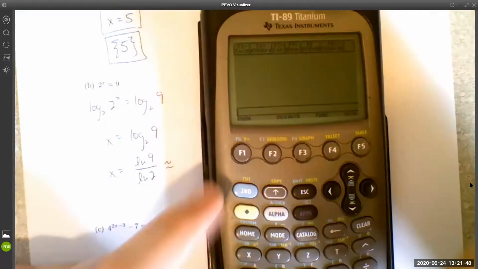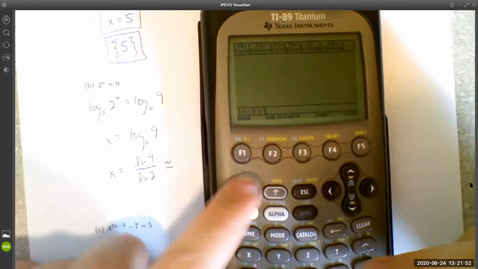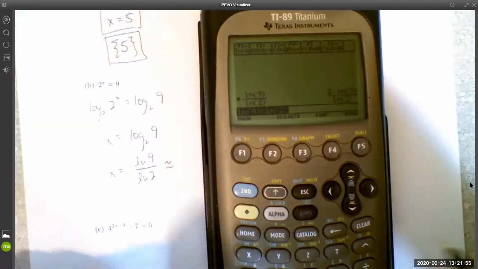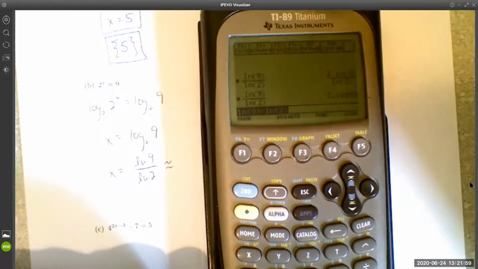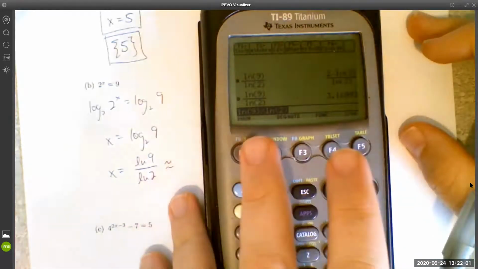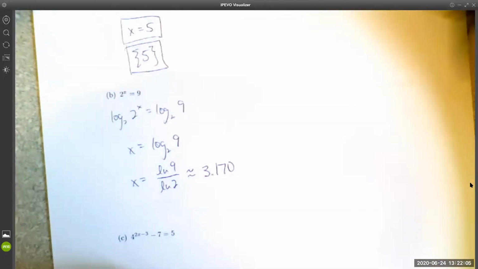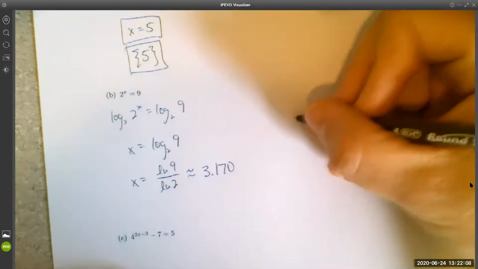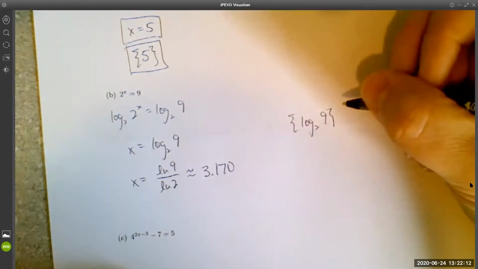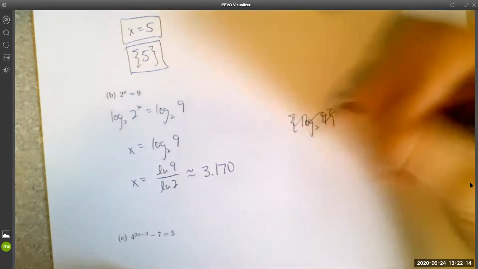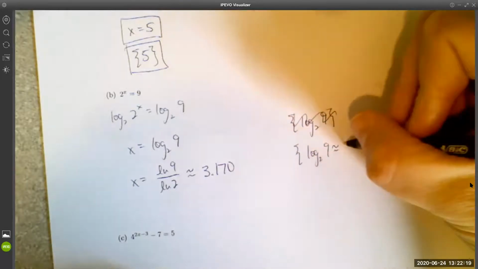So let's see, ln 9 divided by ln 2. That's about 3.170 if we go to 3 decimal places. So anyway, our solution set would be log base 2 of 9. If you want to give the approximation, you could say it like this, log base 2 of 9, which is approximately 3.170.